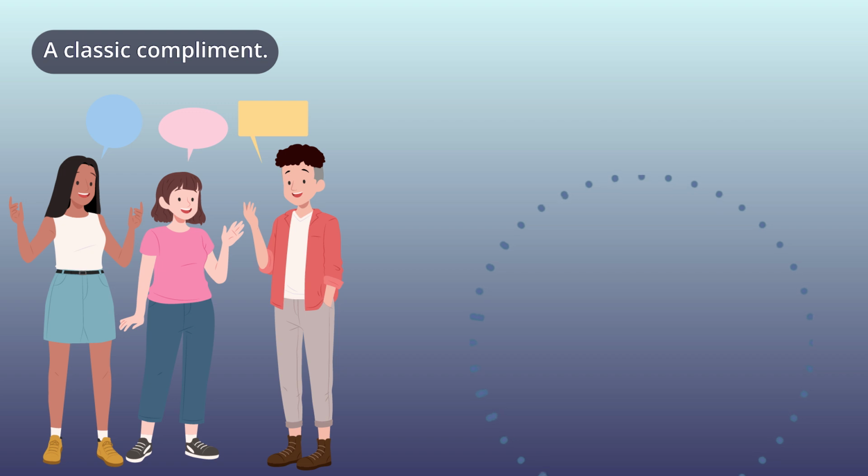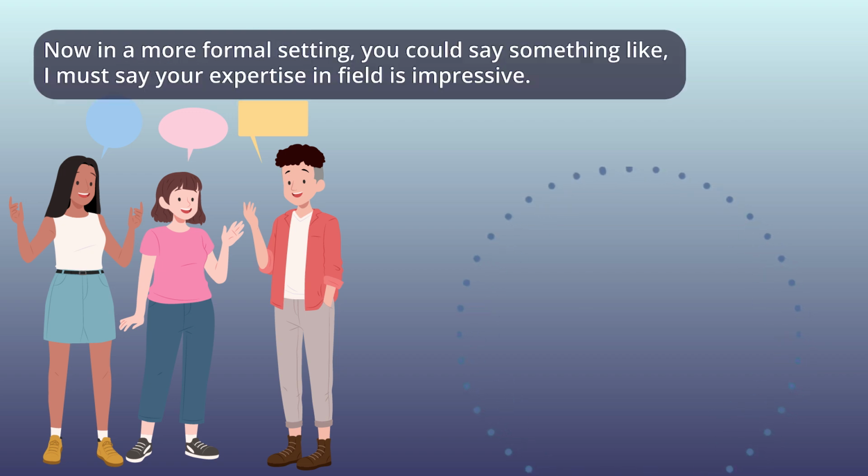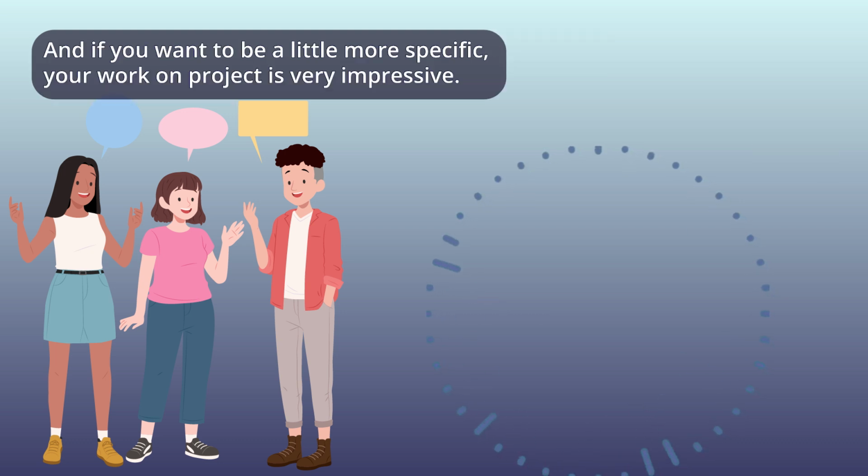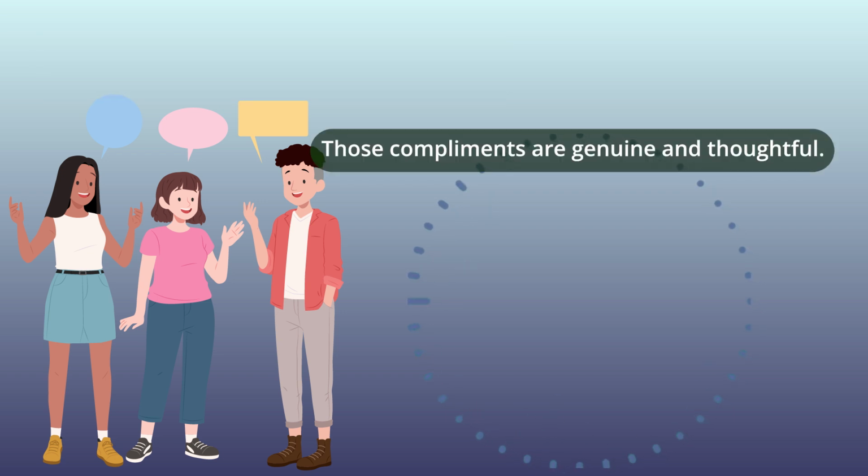A classic compliment. "I really like your dress. Where did you get it?" Now, in a more formal setting, you could say something like, "I must say, your expertise in field is impressive." Or, "You've done a wonderful job organizing this event." And if you want to be a little more specific, "Your work on project is very impressive." Okay, those compliments are genuine and thoughtful.